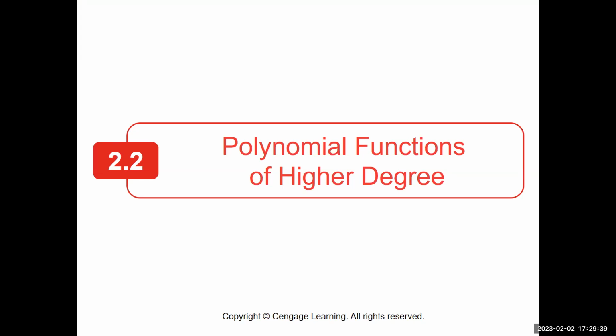Okay, we've been talking about the line, which is the first degree, and the parabola, which is the second degree. Then there are higher degrees, like the cubic function, of order 3, which has x cubed in it, or fourth degree or fifth degree.